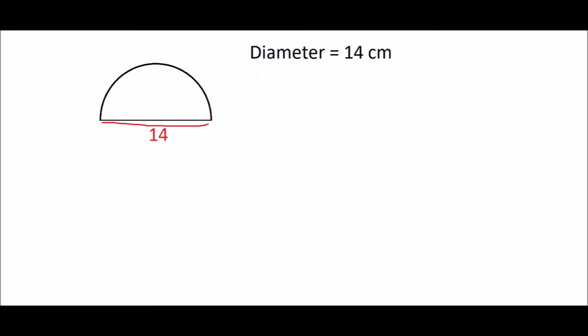Now, if we have half a circle like this, or a semicircle, let's say the diameter is 14 centimeter. Diameter is the line over there, if you remember. Now, to find the area, it will be pi times radius, half of diameter, and we divide by 2. Do we utilize the 14 line?